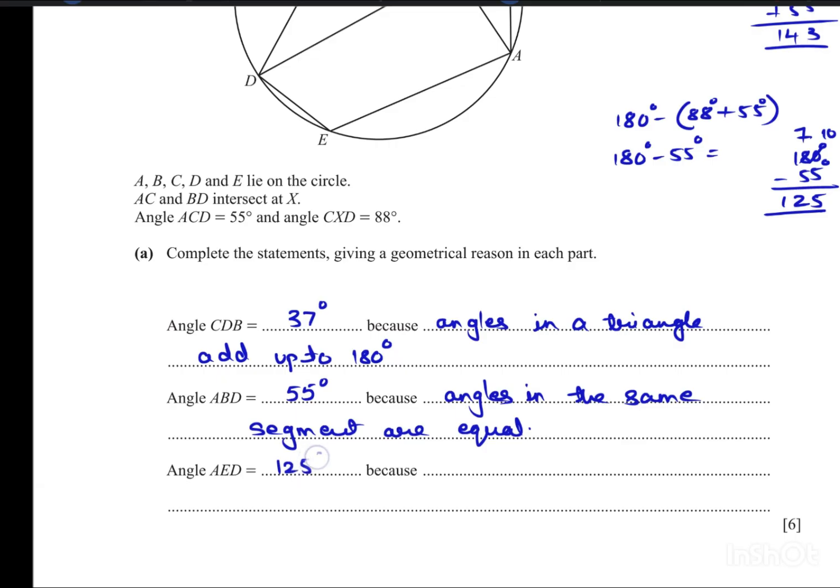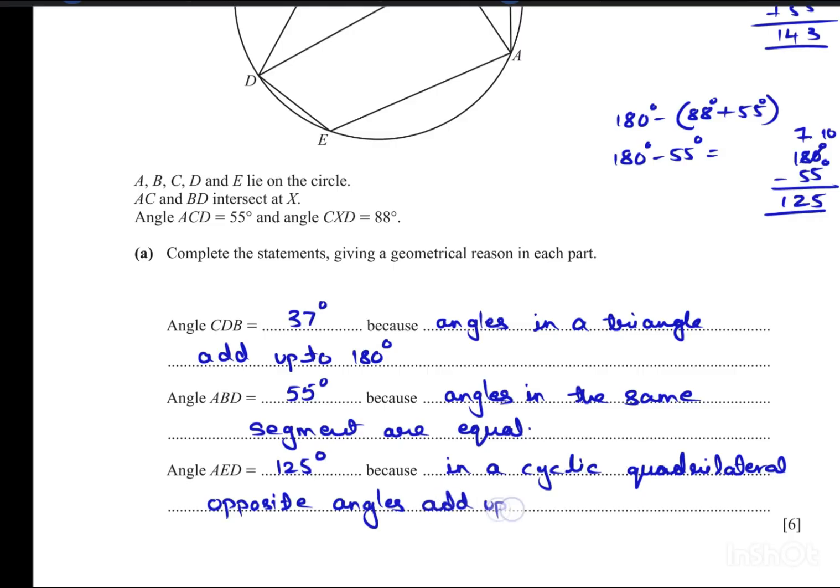125 degrees, because in a cyclic quadrilateral, opposite angles add up to 180 degrees.